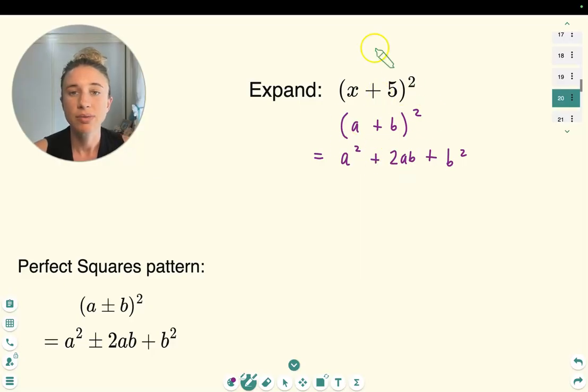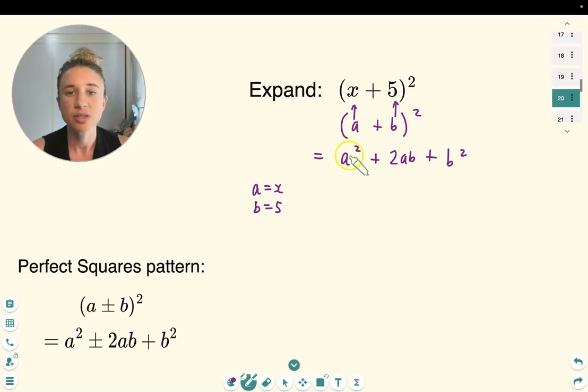So then we realize, okay, let's align it. A is x and b is 5. So I'm just going to write that beside it. And we're just going to substitute into it. If a is x, then we'll have that plus 2 times x times 5, since that's a and b, right? Just substituting in. And plus b squared, so plus 5 squared.